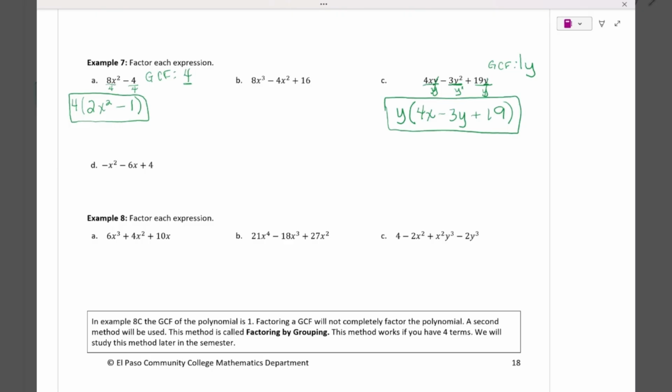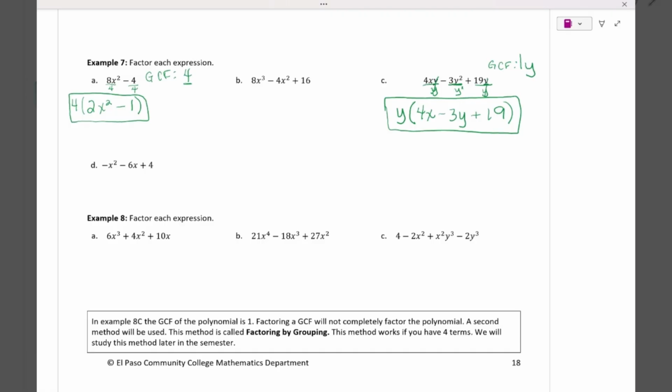Okay, so we would normally have to check what's left. So 4x minus 3y plus 19. We would have to check to see if that can be factored anymore. But you're going to go over that in another section coming up. So for now, we're just pulling out the greatest common factor and writing what's left. Okay, so now part D, I have negative x squared minus 6x plus 4.